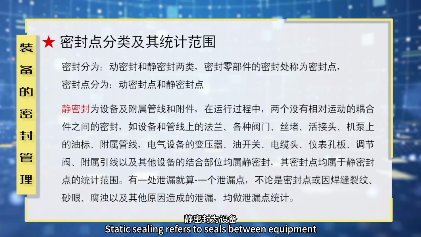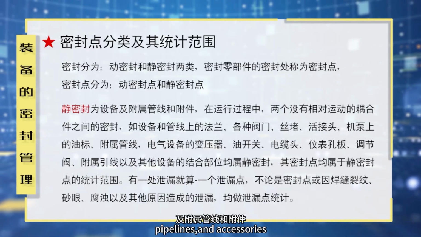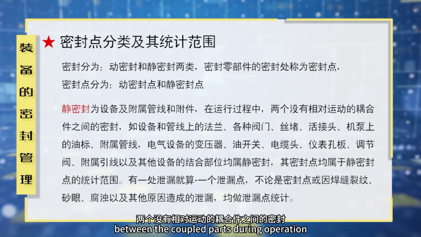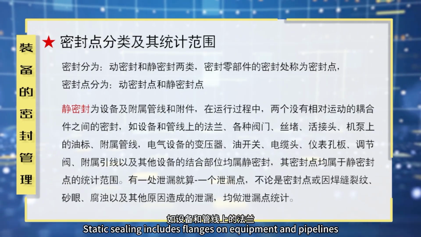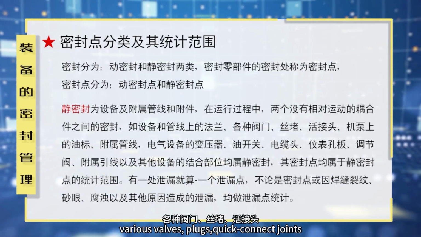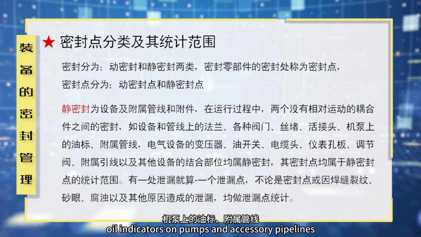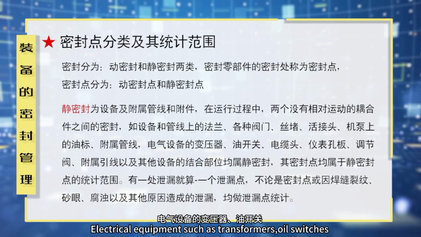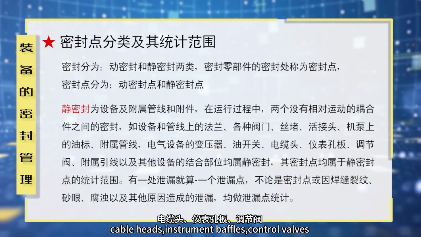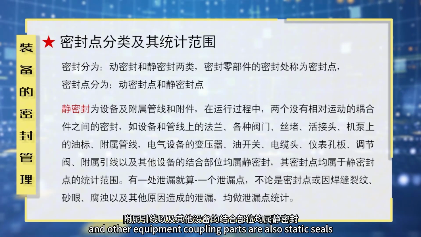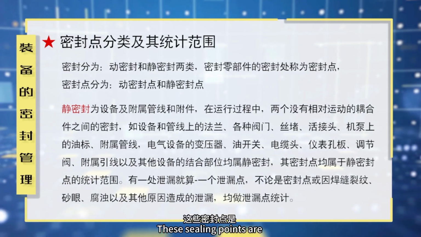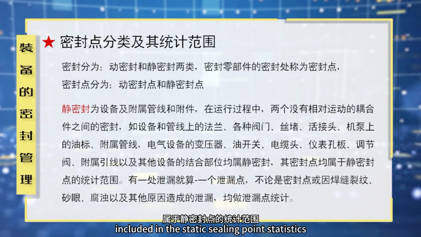Static sealing refers to seals between equipment, pipelines, and accessories, where there is no relative motion between the coupled parts during operation. Static sealing includes flanges on equipment and pipelines, various valves, plugs, quick connect joints, oil indicators on pumps and accessory pipelines, electrical equipment such as transformers, oil switches, cable heads, instrument baffles, control valves, and other equipment coupling parts are also static seals. These sealing points are included in the static sealing point statistics.